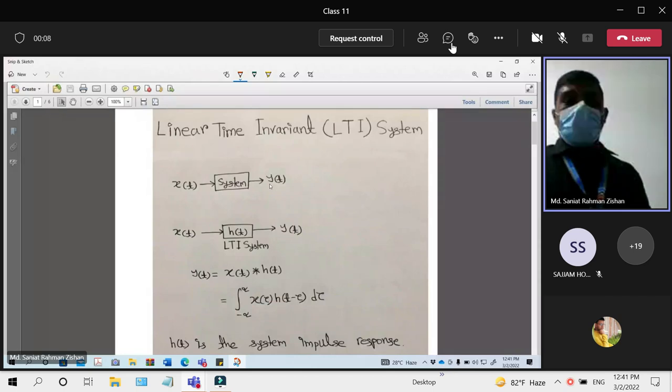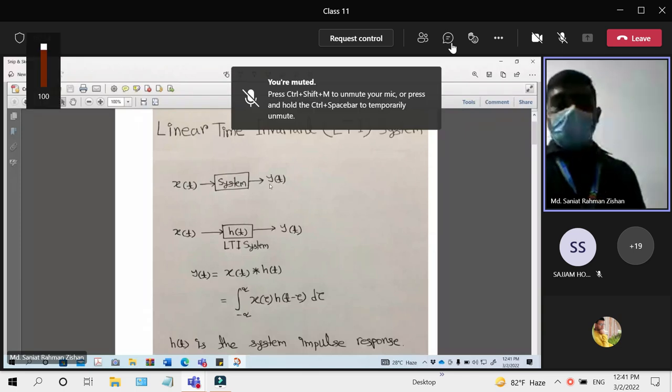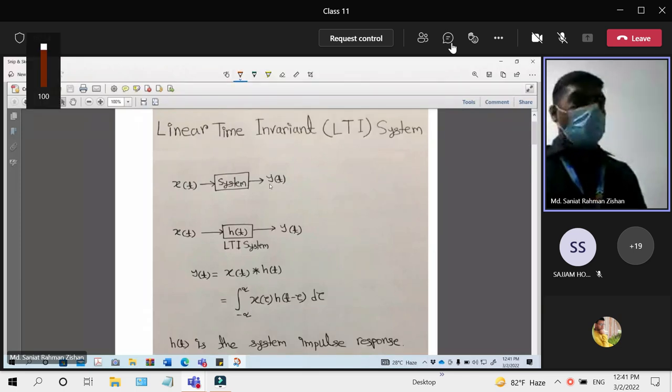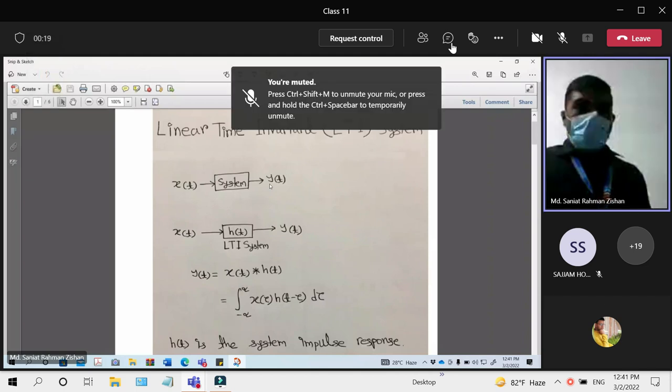We'll be discussing the midterm question paper. First of all, I'll be covering this topic, and then we'll go to the question or discussion session related to our midterm exam. So let's start the class.